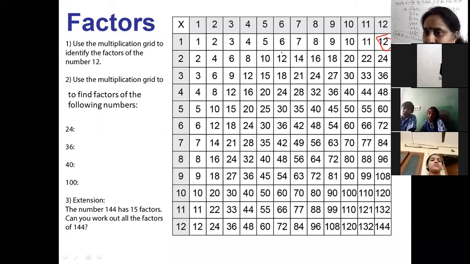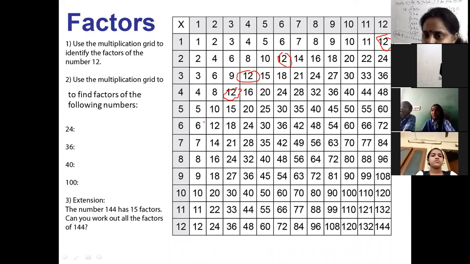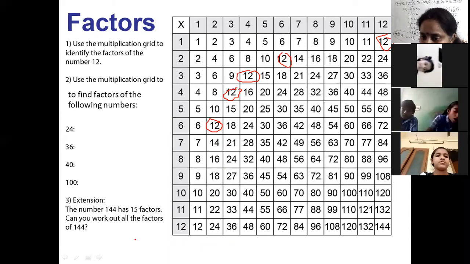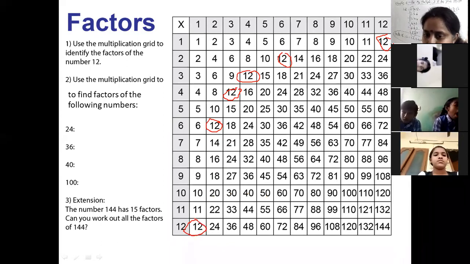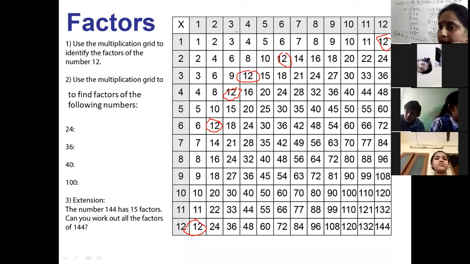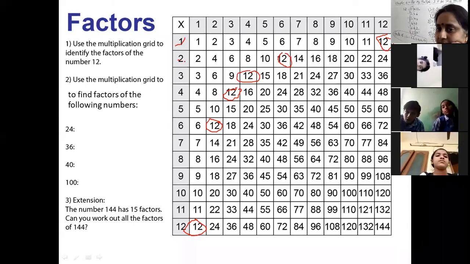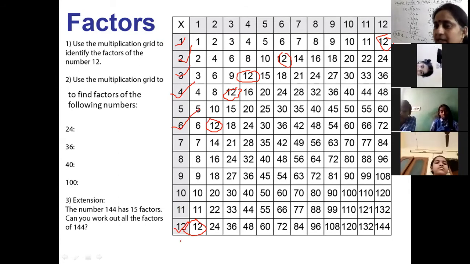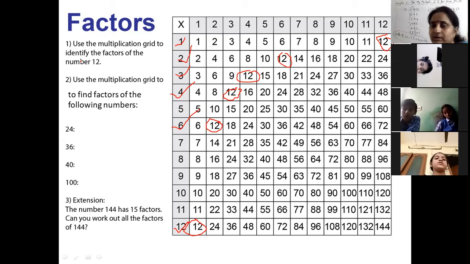Here, 1, 2, 3, 4, next 5. In the 8th column we don't have it, 9th we don't have it, 10 we don't have it, again in 12 we have it. So what are the factors here? 1 is a factor, 2 is a factor, 3 is a factor, 4 is a factor, 6 is a factor, and again 12 is a factor. So 1, 2, 3, 4, 6 and 12 are the factors of 12.